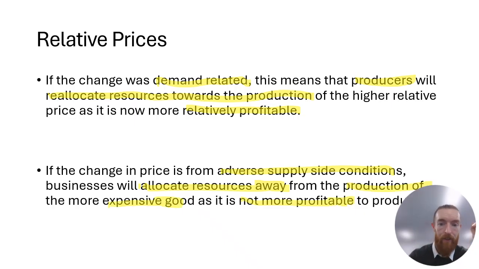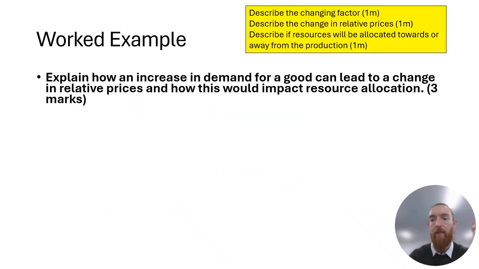So really important: demand, towards, because it's more profitable; supply, away, because it's not more profitable. It's about businesses trying to maximize their profit. So if the price increases because of demand, that is good. I'm going to show you two examples of this now.